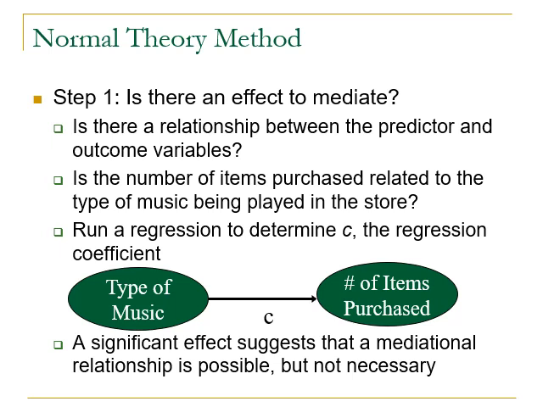So we run a regression to determine C, the regression coefficient. The significant effect suggests that a mediational relationship is possible, but not necessary. So we're going to actually put in C, in this case, the regression coefficient. We could also put R squared in here. So how strong is this relationship, and is it significant? If it is not significant, according to normal theory method, we're done. There is no effect to mediate in the first place.